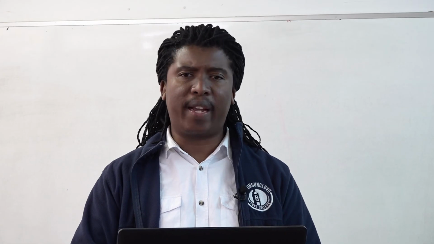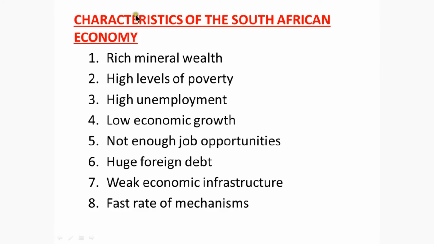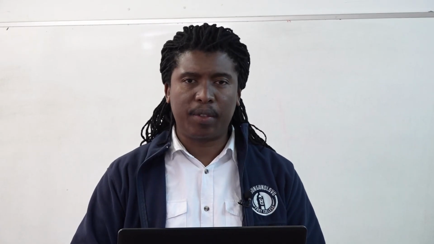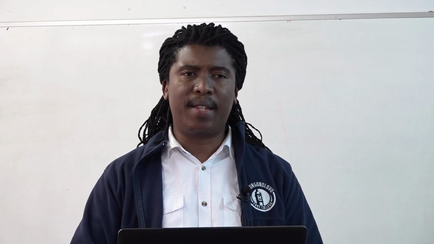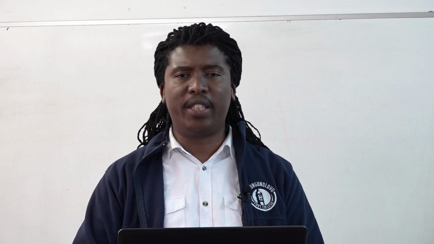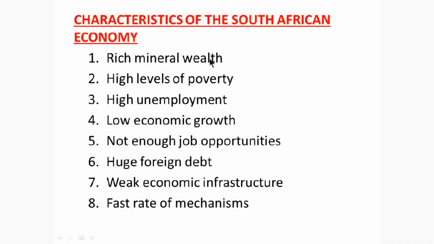So all these are the influence of the South African economy on the labor relations system, which in most cases has negative effects. Now let's look at the characteristics of the South African economy. In this regard, the students should give as many as possible as long as it makes sense. It should relate to the current situation of South Africa. What we have for now is that it has rich mineral wealth. If we say rich mineral wealth, you must picture the fact that South Africa has gold and diamonds. Those are the best resources that we can have as a country.